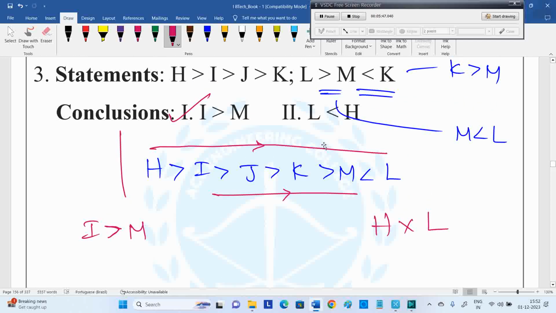Clear? Check once. I greater than M. Okay. Simple. First, bring it to single statement. I am making things very simplified for you. Previously, they were giving a single statement only. As people are doing the question hardly in 20 to 30 seconds, they are splitting the statements and you need to combine. And still, people are doing fast.